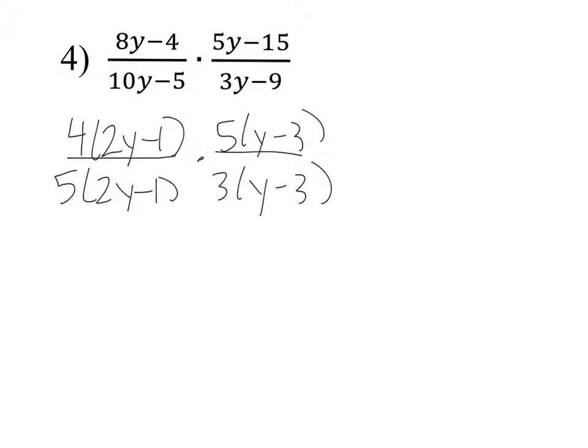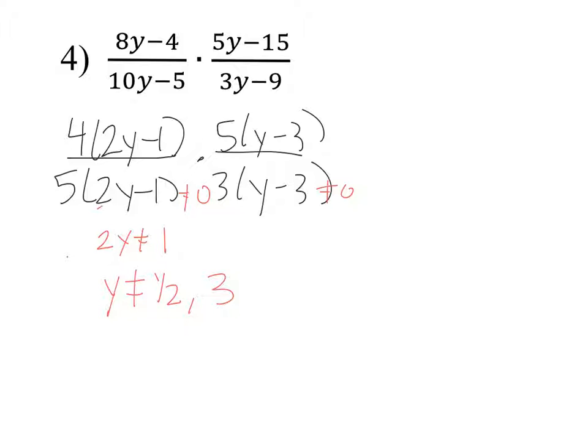State my domain restrictions. Now this can't equal 0, so I'm going to add my 1. So 2y can't equal positive 1. Divide by 2, y can't equal 1/2. This one can't equal 0. If you add the 3, that'd just be 3.